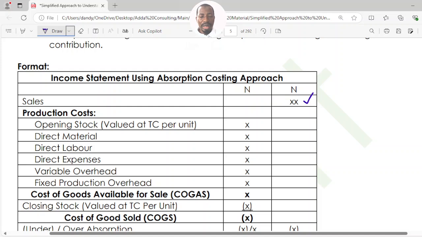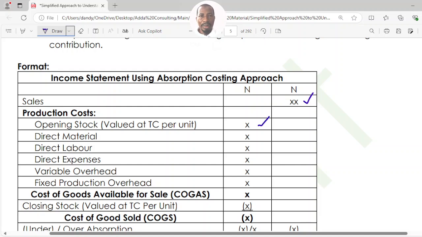Therefore, I want to determine the value for opening stock now. So I need to calculate total cost per unit: direct material, direct labor, direct expenses, variable overhead, and fixed production overhead per unit. That will give me total cost per unit. I will then multiply it by the number of units in the opening stock. All right, so it will give me the total value for the opening stock.